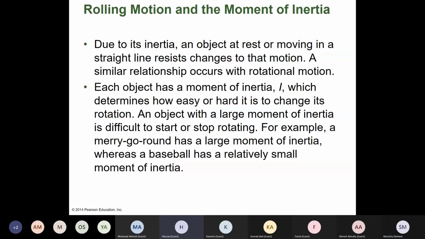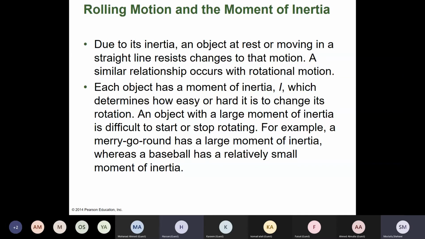Due to its inertia, an object at rest or moving in a straight line resists changes to that motion. A similar relationship occurs with rotational motion. Each object has a moment of inertia, which determines how easy or hard it is to change its rotation. An object with a large moment of inertia is difficult to start or stop rotating. For example, a merry-go-round has a large moment of inertia, whereas a baseball has a relatively small moment of inertia.